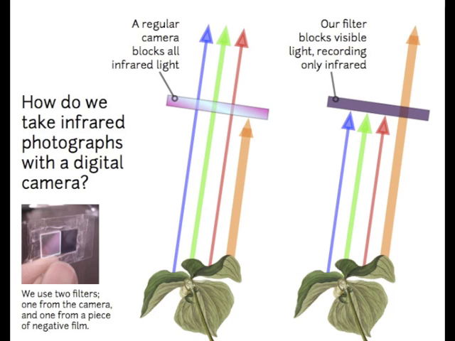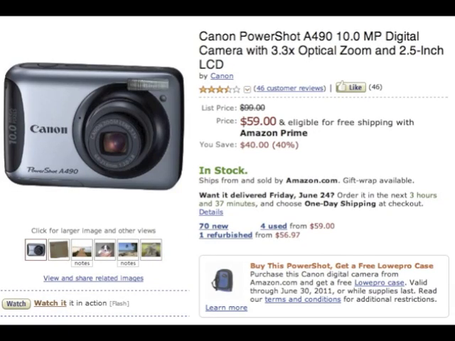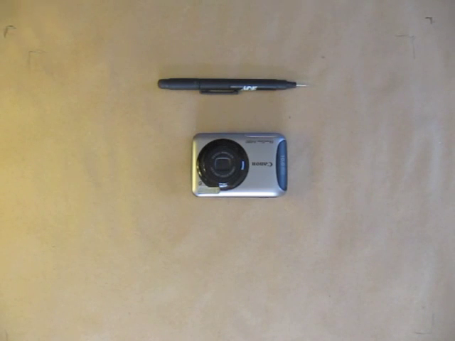So why are we interested in looking at things in infrared? Well, plants reflect a huge amount of infrared light, but that's usually blocked by the filter that's in most digital cameras. By replacing that filter with our own, made from exposed negative color film, we can look at how plants reflect infrared light, and that gives us a sense of how healthy they are. We'll be modifying a Canon A490, which you can buy for only $60 online.